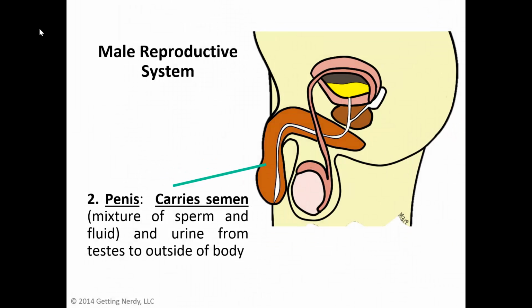Second is the penis. Now, it carries semen, which is a mixture of sperm and fluid, and it takes urine from the body to outside the body. So you'll notice here that it's also a part of the excretory system, but its other job is to carry the semen outside of the body during sexual reproduction so that new humans can be made.